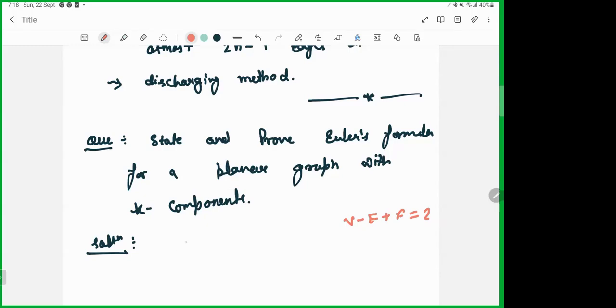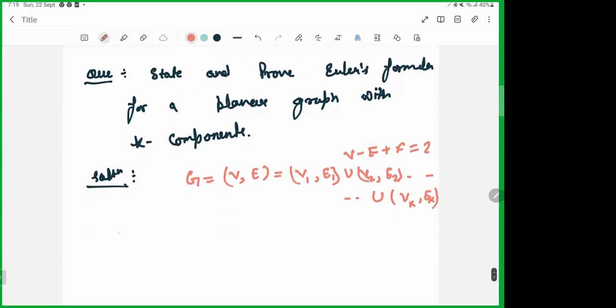Suppose the graph is (V, E), and it is the union of (V1, E1), union (V2, E2), and so on up to (Vk, Ek). How many components did you say? K components. Now can you say what is the formula for vertices in G minus edges in G plus faces in G? What is this? This is the Euler formula, right? That we need to find out.